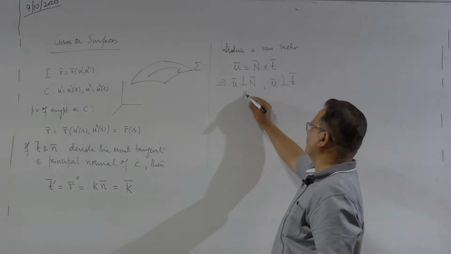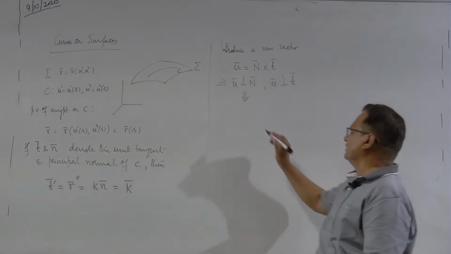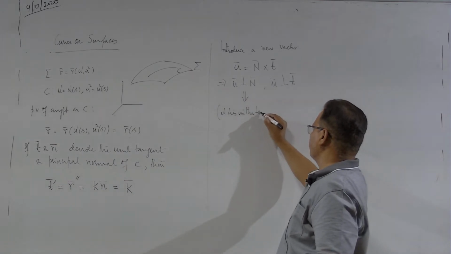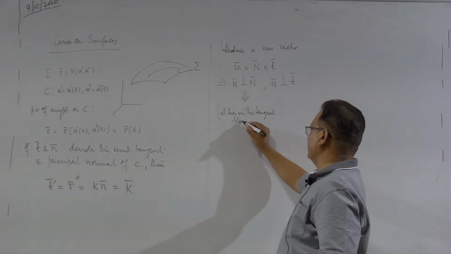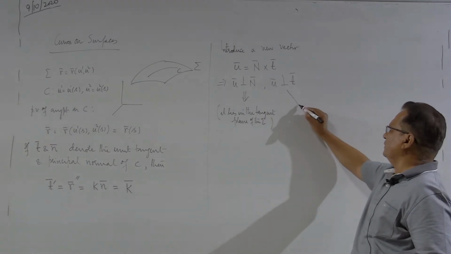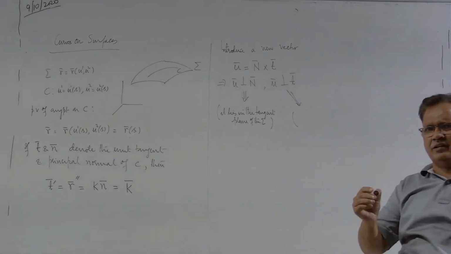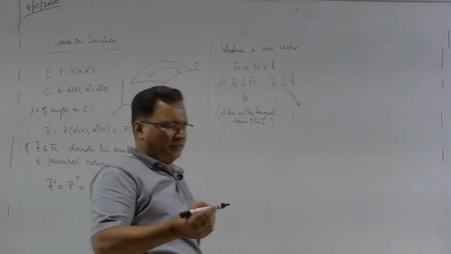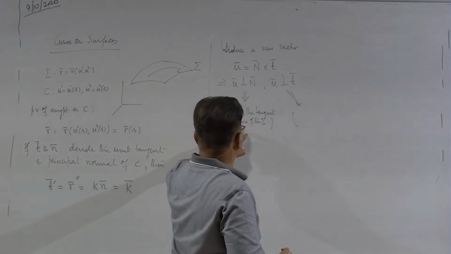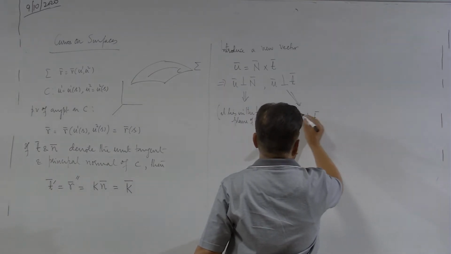From the first relation, it follows that u lies in the tangent plane. Anything which is perpendicular to n would lie in the tangent plane of the surface sigma. And the second only tells you that it is perpendicular to T. T also lies in the tangent plane, because any curve that lies over the surface, its tangent would lie in the tangent plane. So, T lies in the tangent plane and u also lies in the tangent plane, but u is perpendicular to T. Nothing else.